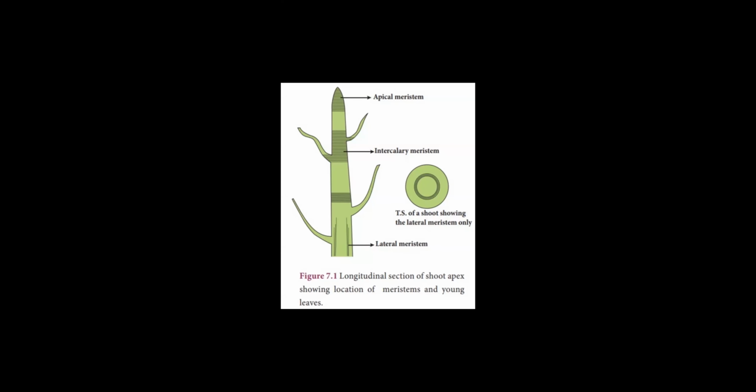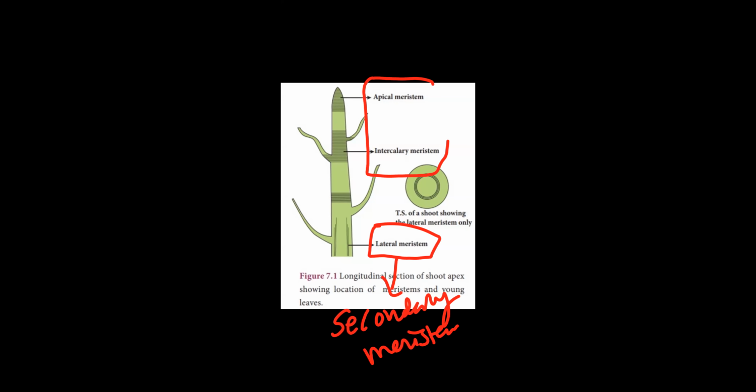The third type of meristem is what is called lateral meristem, because lateral meristem is responsible for secondary growth. This is also known as secondary meristem. Apical meristem and intercalary meristem were examples of which one? Primary meristem, because their actions give rise to primary growth in the plant body. Lateral meristem is responsible for secondary growth, and mainly it is found in dicot roots and dicot stems only. Remember.